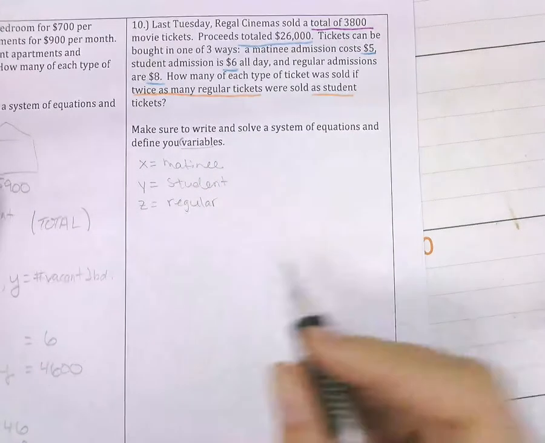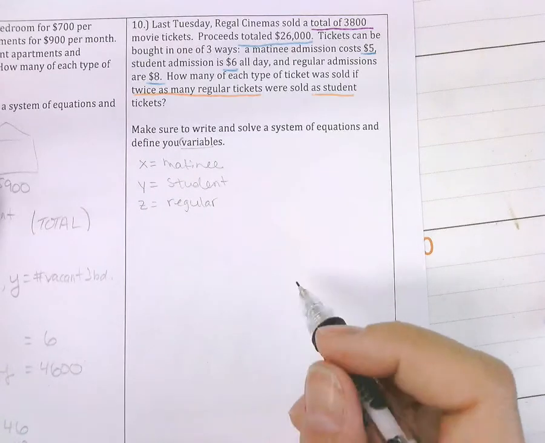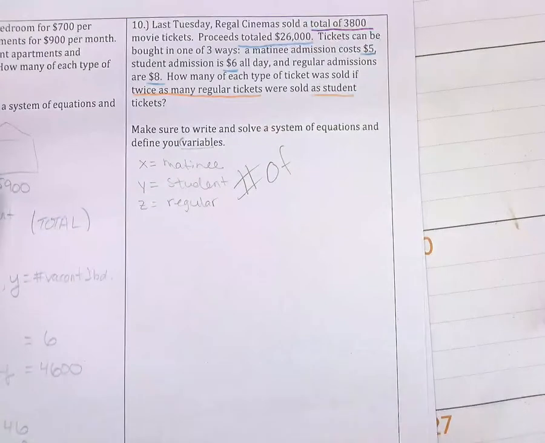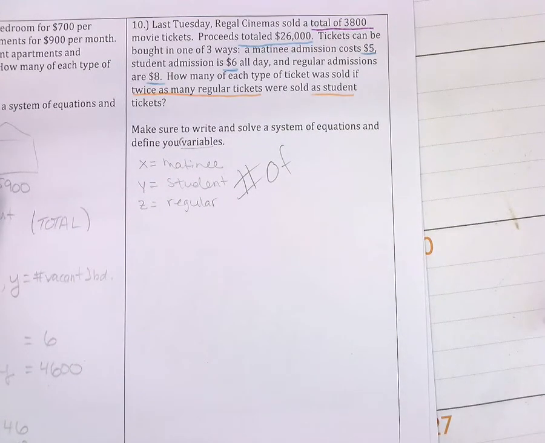Is this the price of them, the number of them? What is it? What are we solving for? It is the number of them: the number of matinee, student, and regular tickets. It's a quantity. It's a scalar, for those in physics. Feel free to use M, S, and R if you would like to use those.